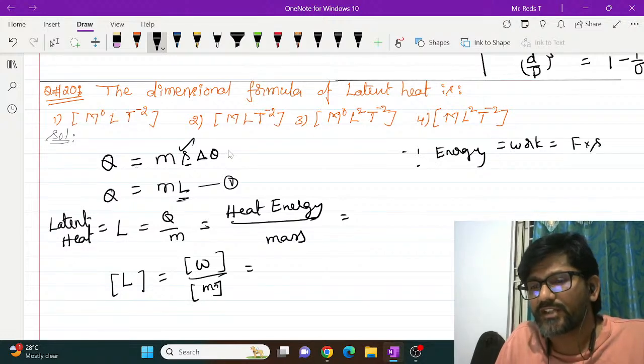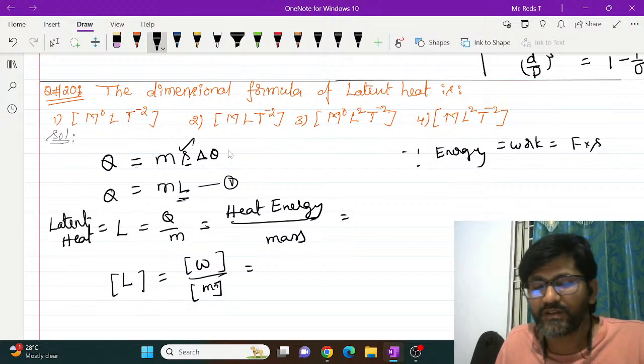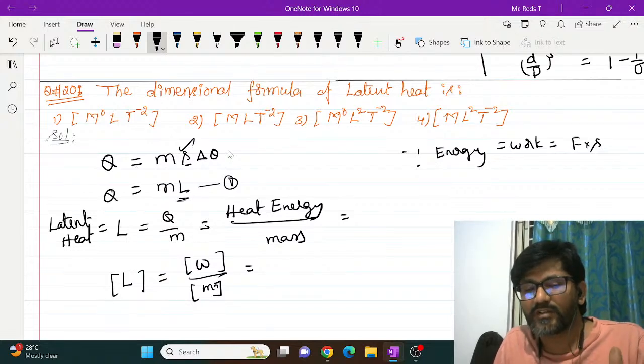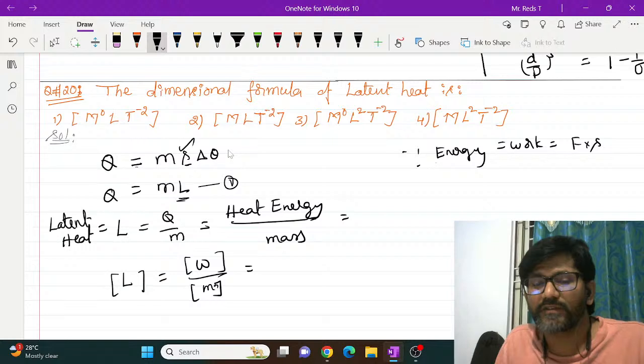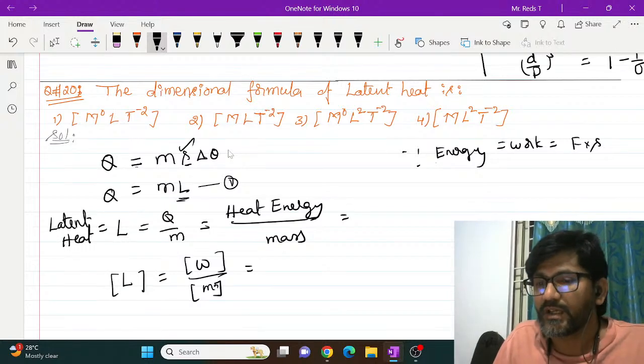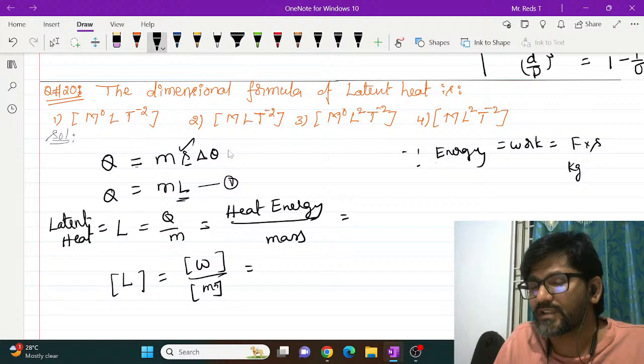Force is mass into acceleration. If you didn't remember the dimensional formula of work, try to write the unit of work done in terms of fundamental units form. So force is mass into acceleration, so kg, and acceleration is meter per second square. Meter into displacement, whose unit is also meter, so you will get meter square per second square in fundamental units form as the unit of work done or energy.